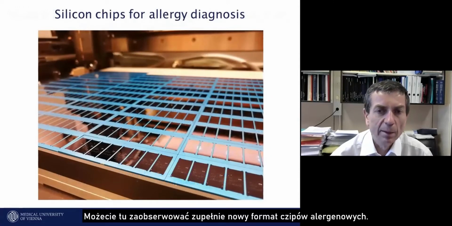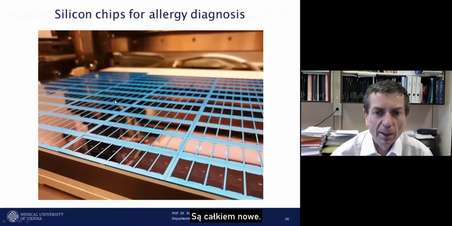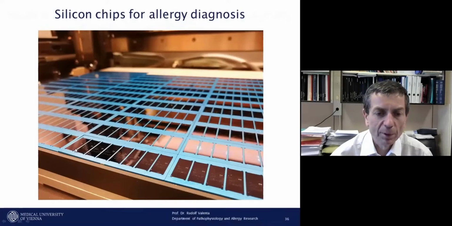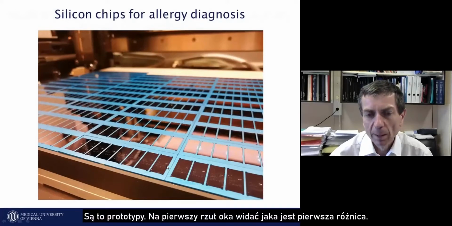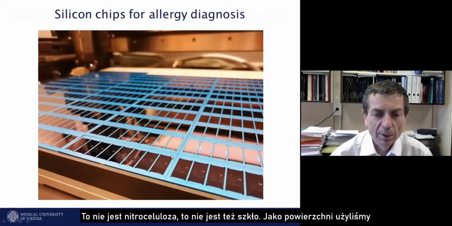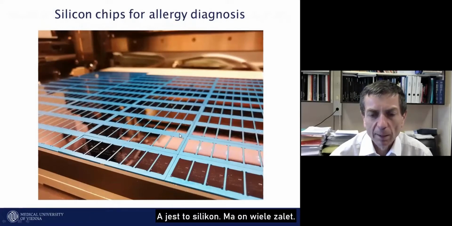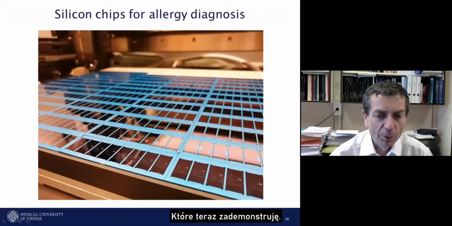Now this is how we think the future looks. You can see here a completely new format of allergen chips. They are very shiny. At the moment we print these chips in our laboratory, so these are prototypes. And you can see what is the first difference. It's not a nitrocellulose, it's not a glass. We use as a surface a material that comes from the computer industry, and it's silicon. There are a lot of advantages of silicon. I will show you then.